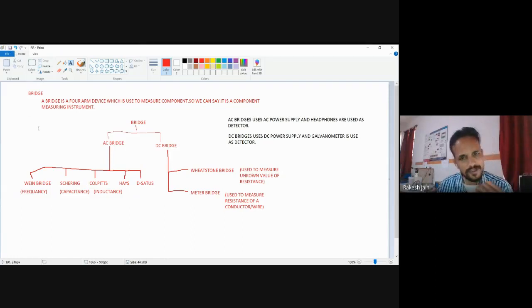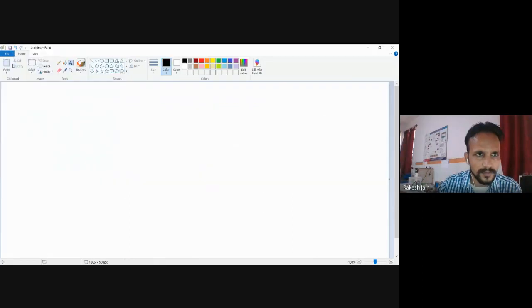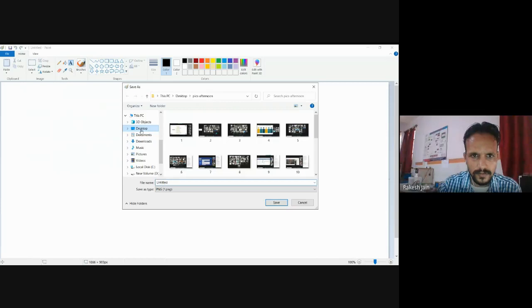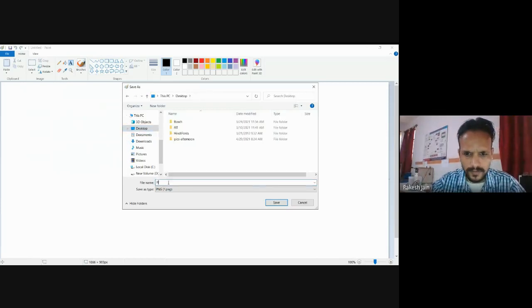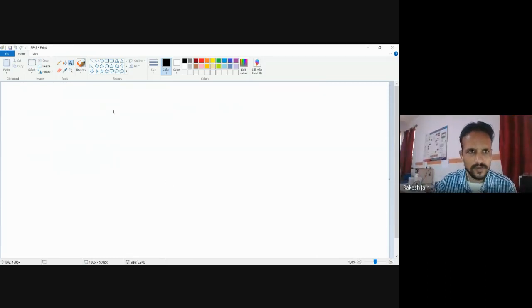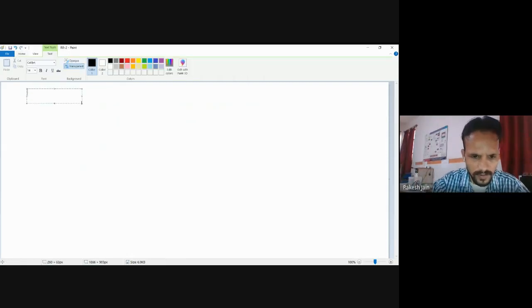Now, first of all, we should start today with the Wheatstone bridge and the derivation required for the Wheatstone bridge. So I just start now with the Wheatstone bridge. Now see this. Today we start with the Wheatstone bridge.